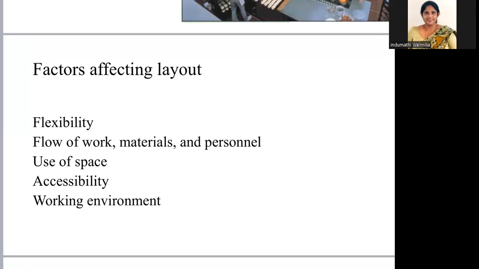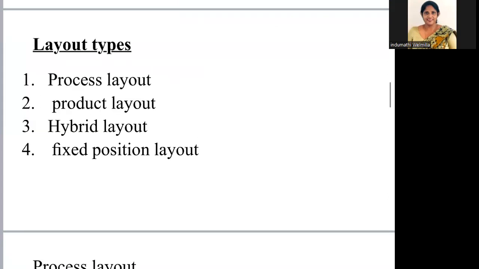So human productivity will improve if the working environment is good. To get good productivity, we have to consider the working environment and what is the needed requirement from the working environment. And then we can move to the next part.